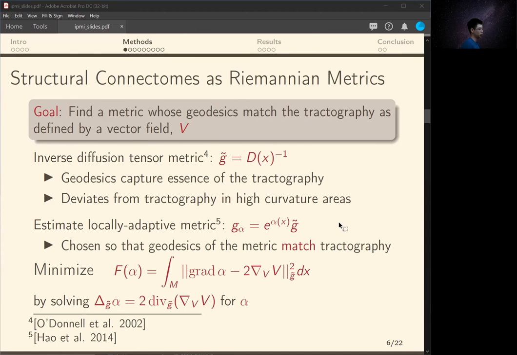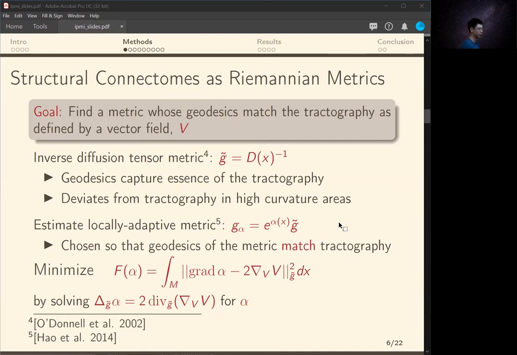First part is the structure connectome as a Riemannian metric. The goal is to find a metric whose geodesics match the tractography as defined by the vector field V. Previously, we used the inverse diffusion tensor metric, G_DTI, which is the inverse of the diffusion tensor. The geodesic of it captures the extent of the tractography. However, it typically deviates from the tractography in high curvature areas.